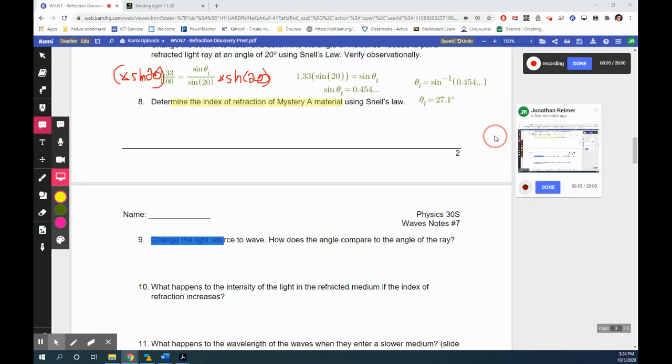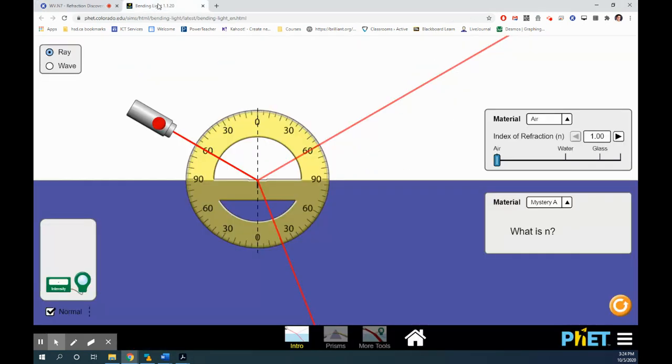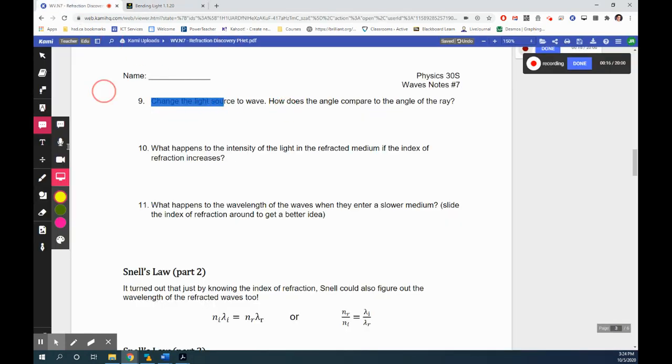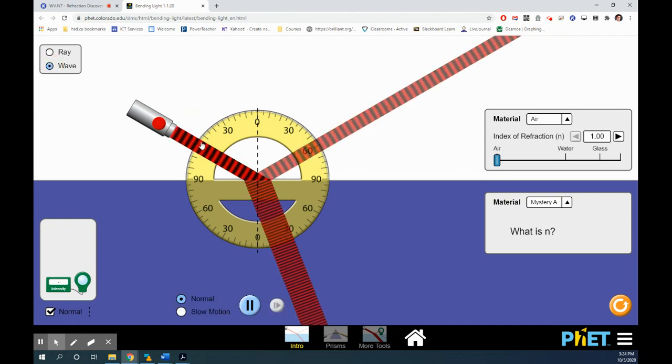Okay, now if we change this, we can change this to a wave. And so what this is saying is change the light source to wave. And so why don't we do that right now? And let's see what happens. This is pretty cool stuff.